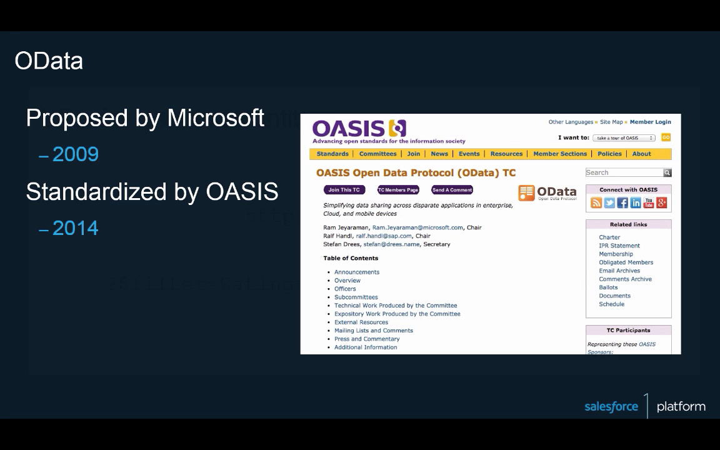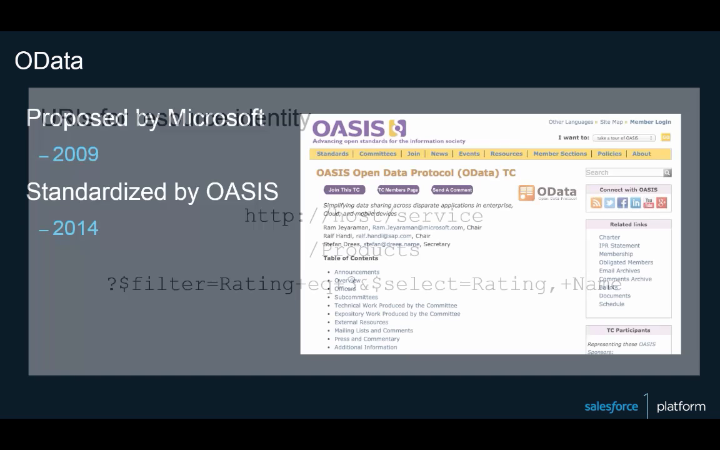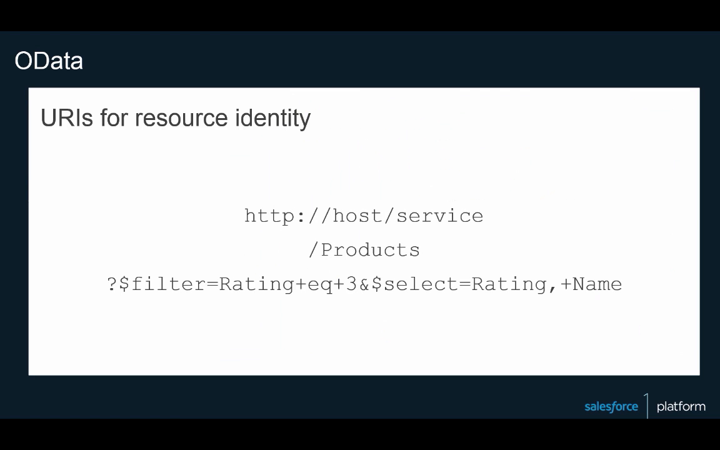We'll talk a little bit about those versions when we talk about roadmap in a little while. And the OData protocol, being a RESTful protocol, really is built around the concept of URIs for resource identity. This is how we pin down what we're talking about.